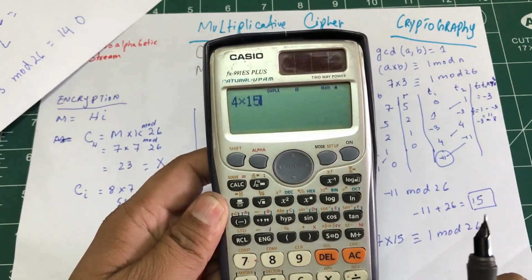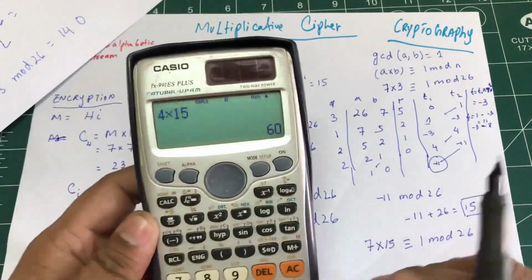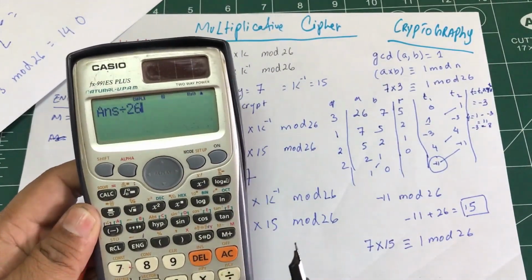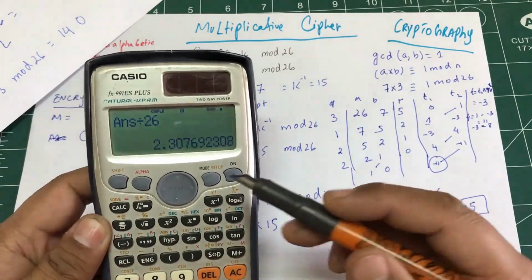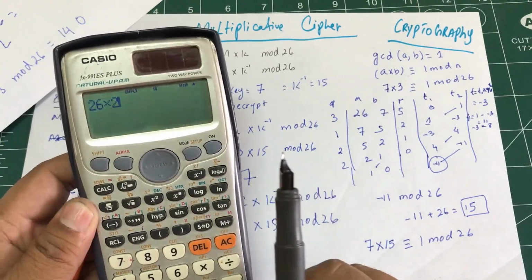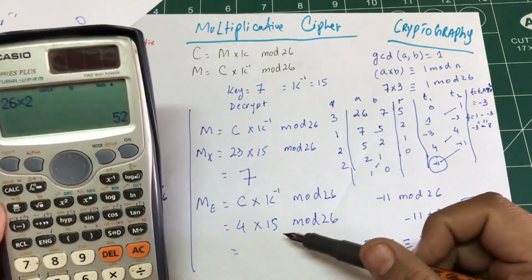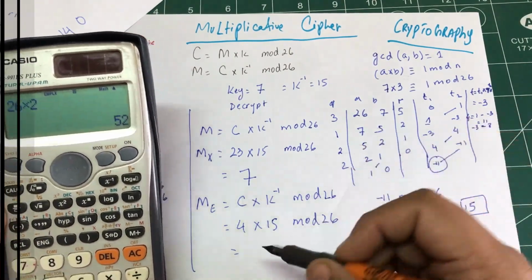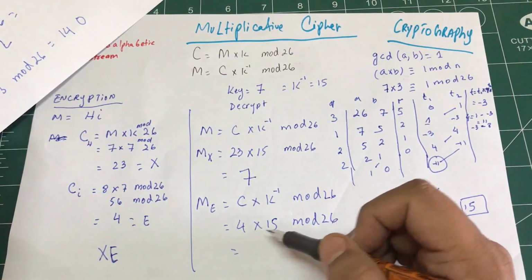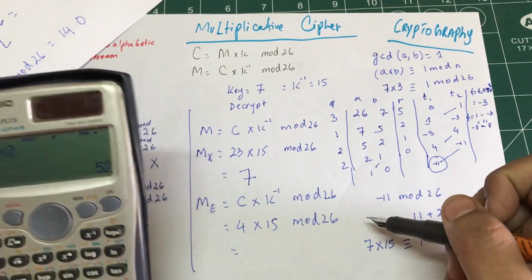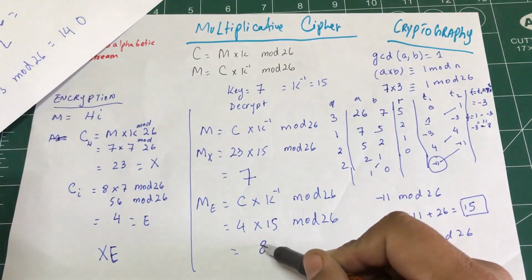4 times 15 is actually 60. Let's divide 60 by 26. That would give me 2. So 26 times 2 would give me 52. So 60 minus 52 would give me 8. 15 times 4 is 60. 60 mod 26 would give me a value of 8 actually.